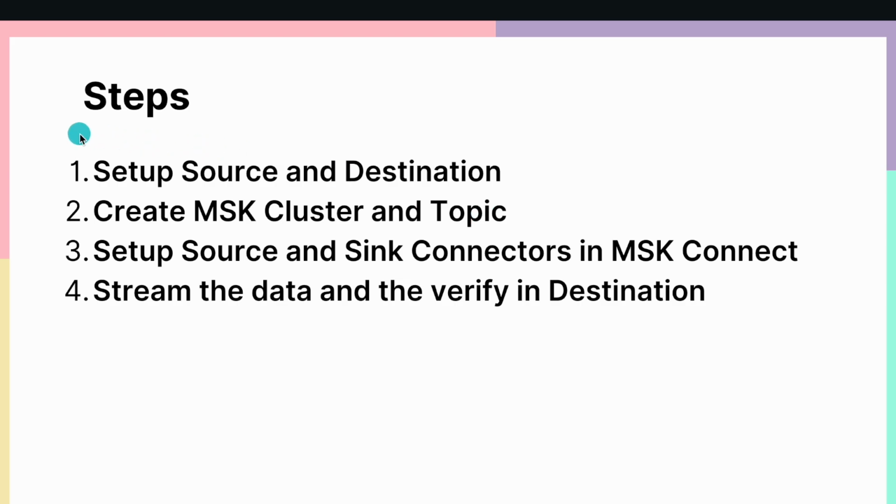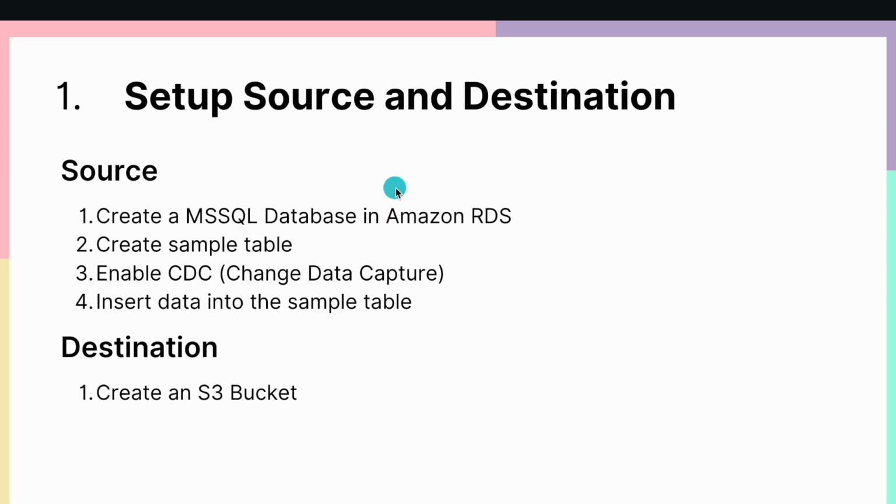So let's get started. These are the steps that we are going to execute. We will set up a source and destination. Basically, source is our database running on Amazon RDS, and destination is just an S3 bucket. And then we are going to create an MSK cluster and Kafka topic. And then after the cluster and topic are created, we will set up a source and sink connectors in MSK Connect, and then we will stream the data from source to S3 and then verify the data in the destination. Okay, so these are going to be the steps that we are going to follow. So let's start with creating our source and destination.